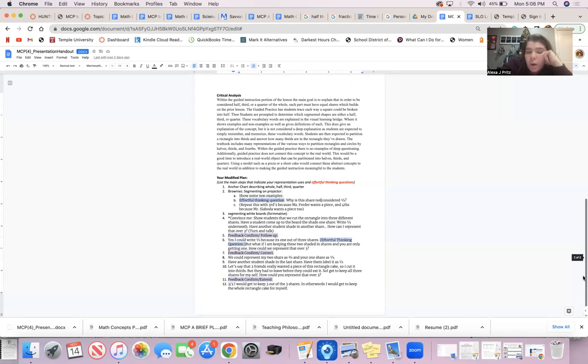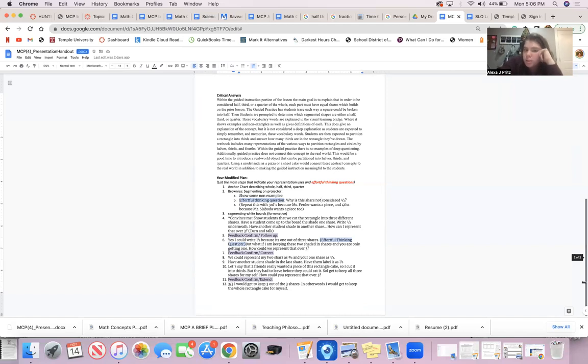My effortful thinking question that I follow up with, but what if I'm keeping these 2 shares for myself and you are only getting 1? How could I represent that over 3? So that requires a student to apply and analyze what they've learned before. So 1/3 is 1 share.